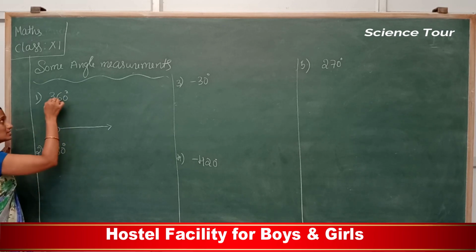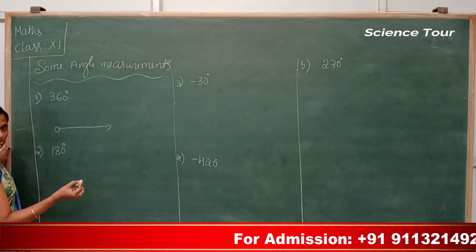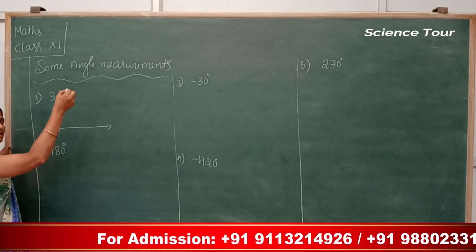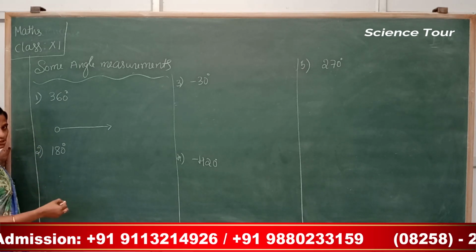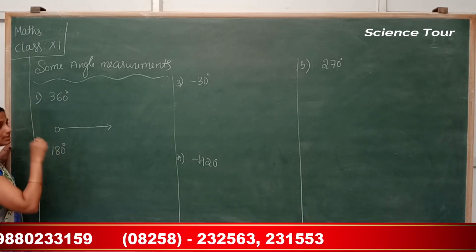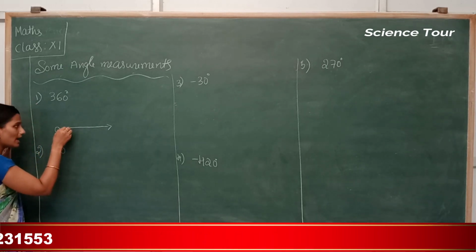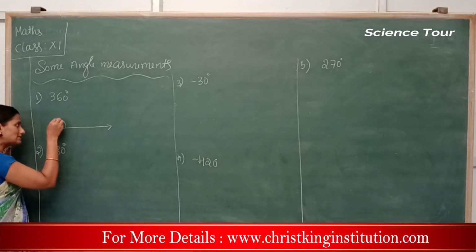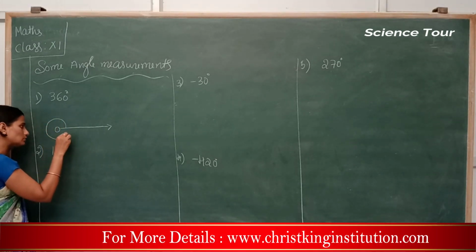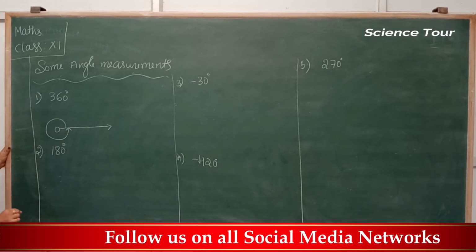See, plus 360 means it is positive angle. When it is positive angle, if your rotation is in anti-clockwise direction, then angle is positive. So here 360 means your angle starts from this. So 360 is one full circle. So this is 360 measurement. Next 180 degree.